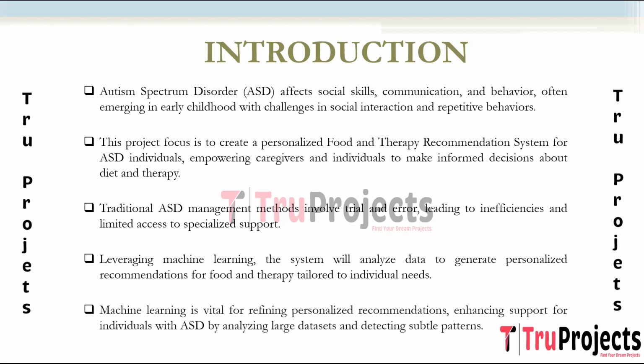Machine learning techniques play a crucial role in addressing the complexities of autism spectrum disorder. These technologies can analyze large data sets, identify subtle patterns, and generate personalized recommendations based on individuals' characteristics and responses. Machine learning models can continuously learn and adapt, allowing the recommendation system to improve over time as more data becomes available.